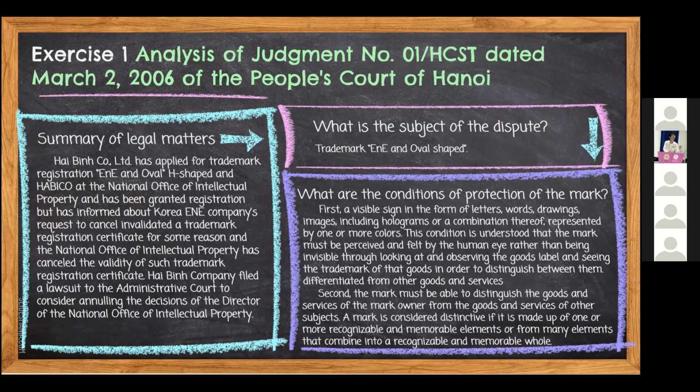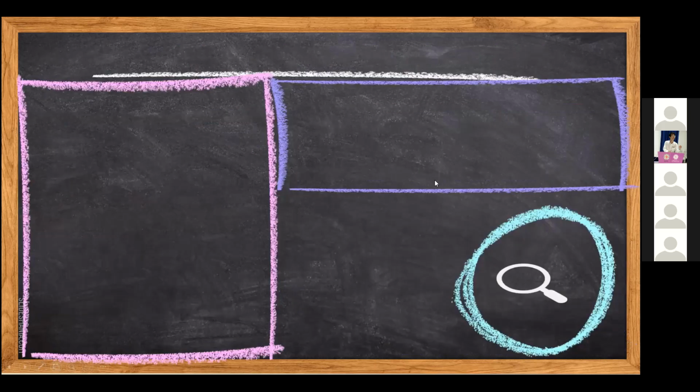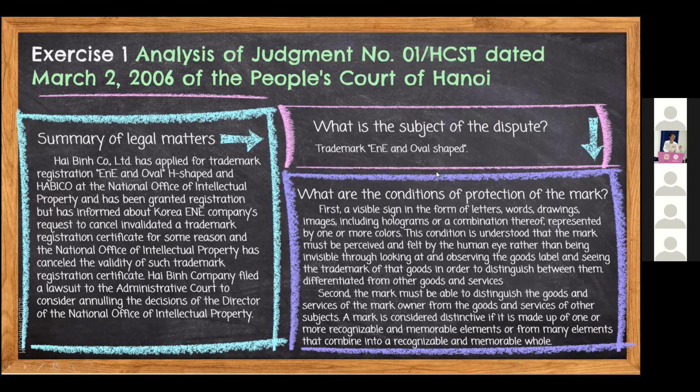Second, the mark must be able to distinguish the goods and services of the mark owner from the goods and services of other subjects. A mark is considered distinctive if it is made up of one or more recognizable and memorable elements, or from many elements that combine into a recognizable and memorable whole.